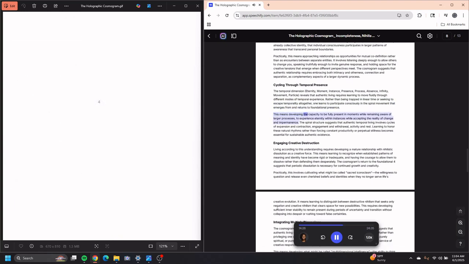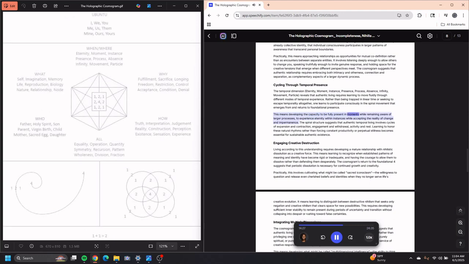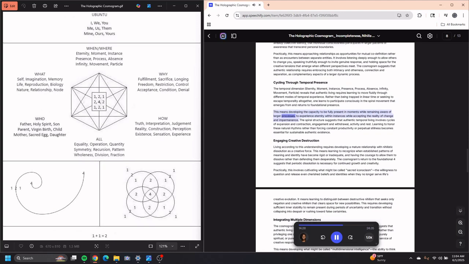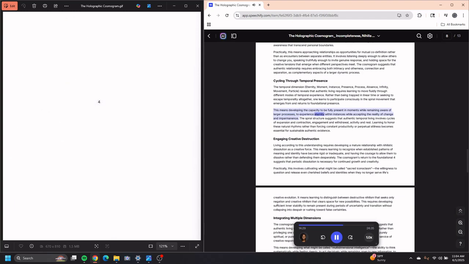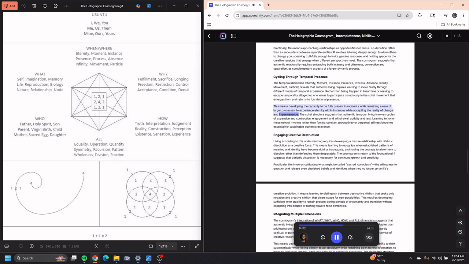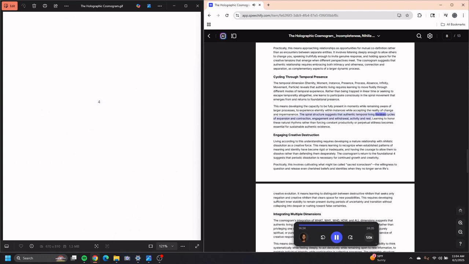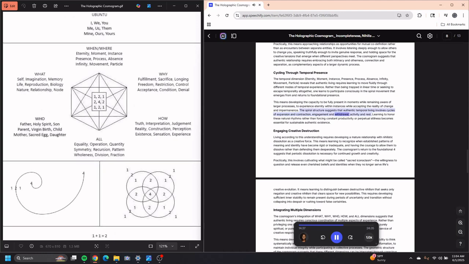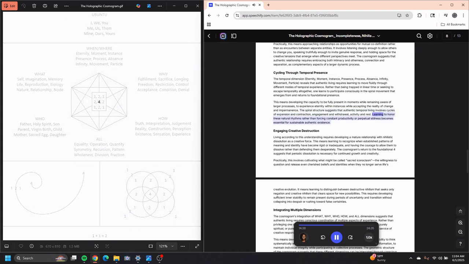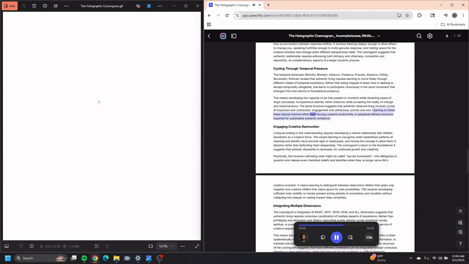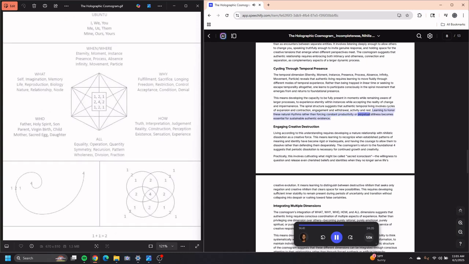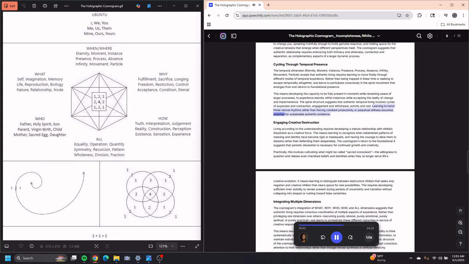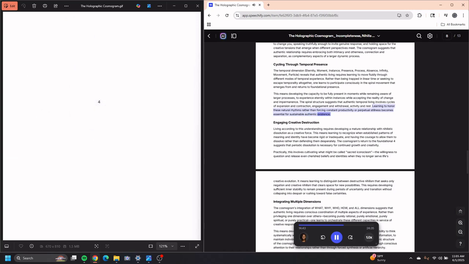This means developing the capacity to be fully present in moments while remaining aware of larger processes, to experience eternity within instances while accepting the reality of change and impermanence. The spiral structure suggests that authentic temporal living involves cycles of expansion and contraction, engagement and withdrawal, activity and rest. Learning to honor these natural rhythms rather than forcing constant productivity or perpetual stillness becomes essential for sustainable, authentic existence.